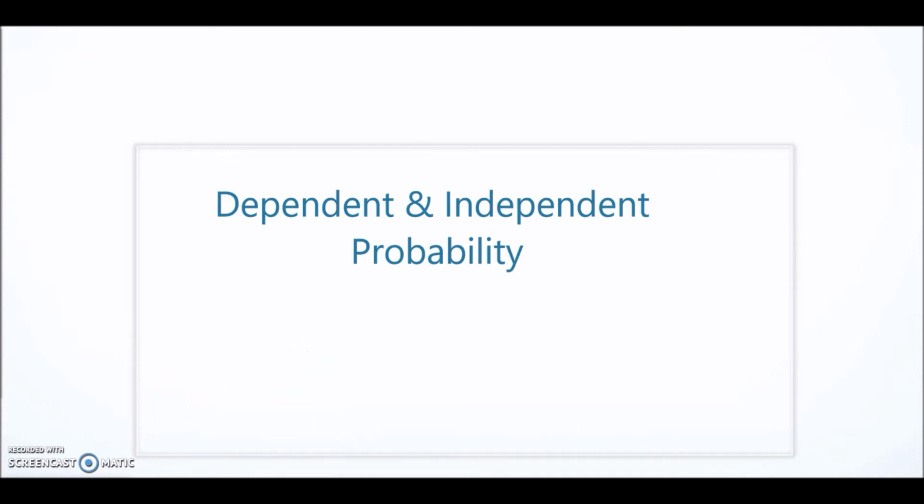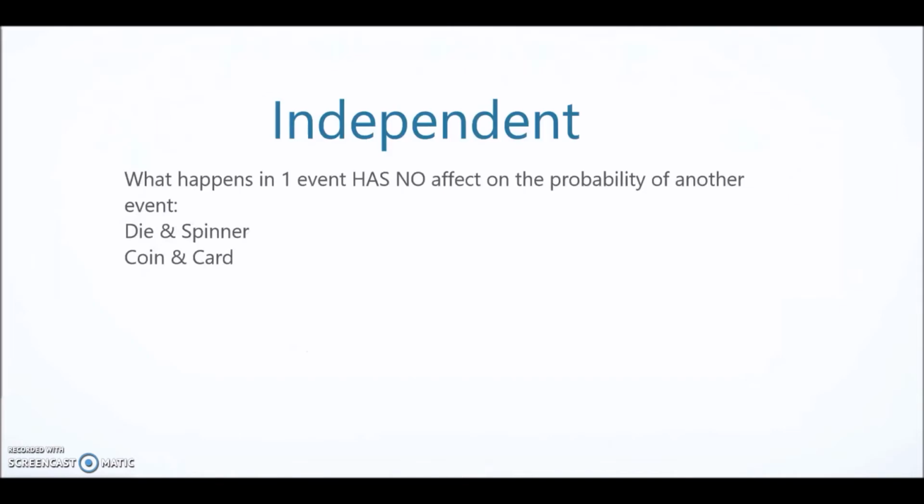Dependent and independent probability. Independent means what happens in one event has no effect on the probability of another event. Two events that are completely independent. For instance, if you roll a die and then you spin a spinner, or if you flip a coin and then draw a card from a deck, one does not have anything to do with the other, completely independent. Let's do some examples.